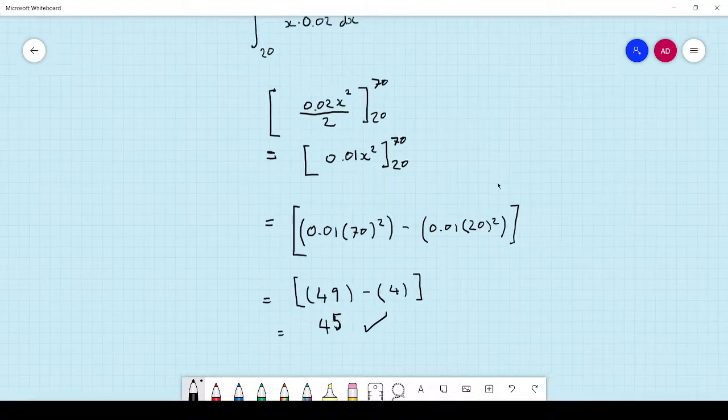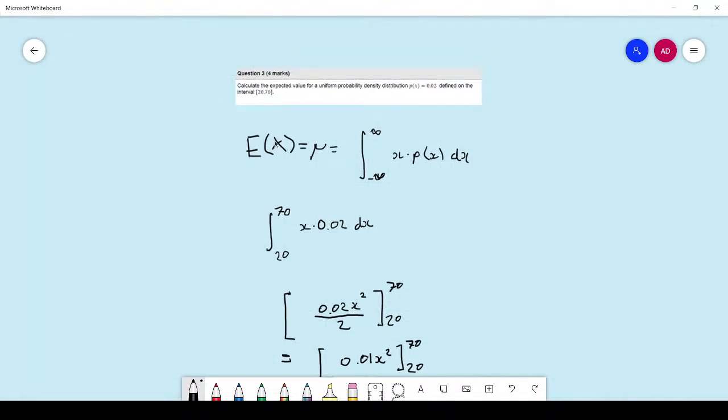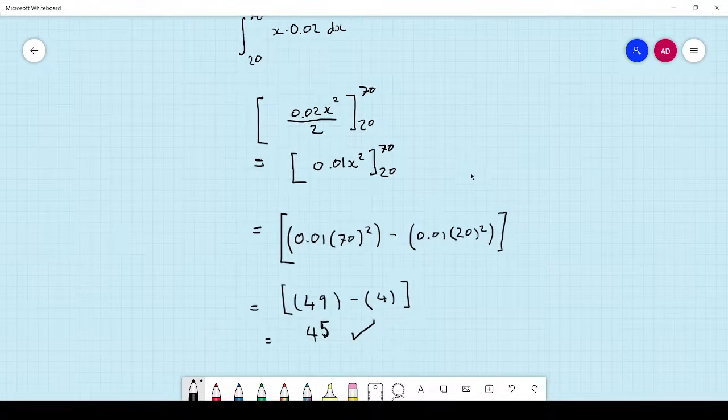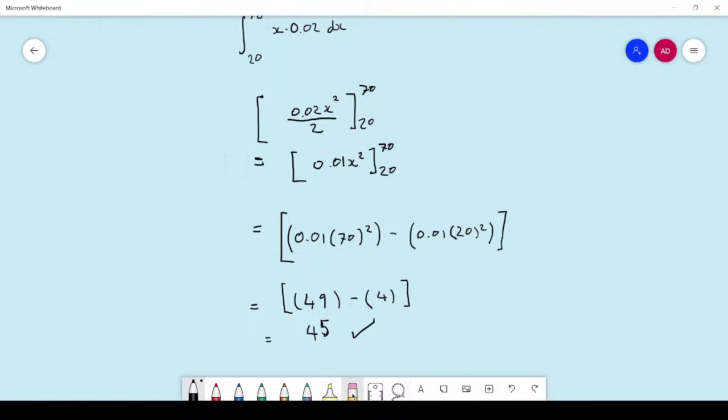So just another definite integral computed. Important to note that even though in the formula sheet the bounds are negative and positive infinity, here they've provided the interval for which this distribution is actually defined. So we'll just go ahead and use that interval, 20 and 70. But yeah, just computing a definite integral. And let's have a look at question 4.